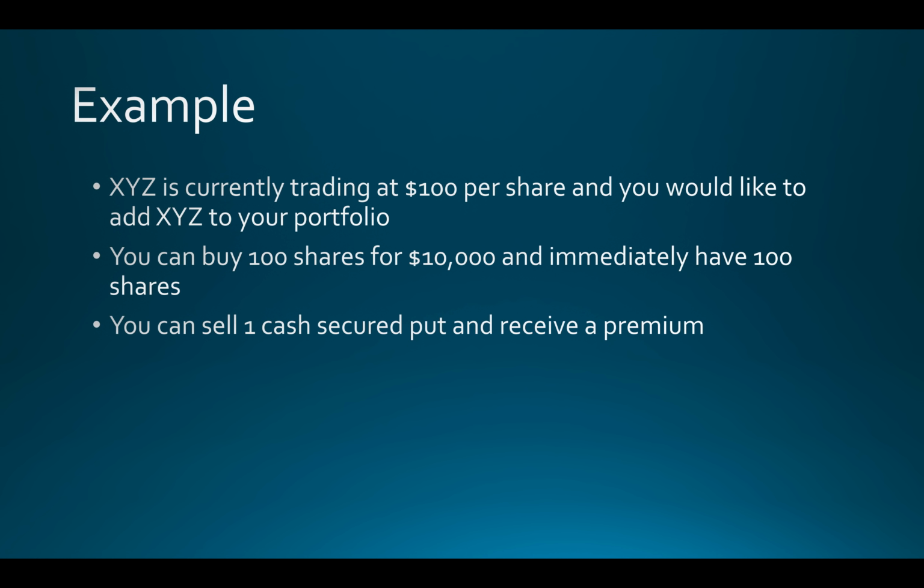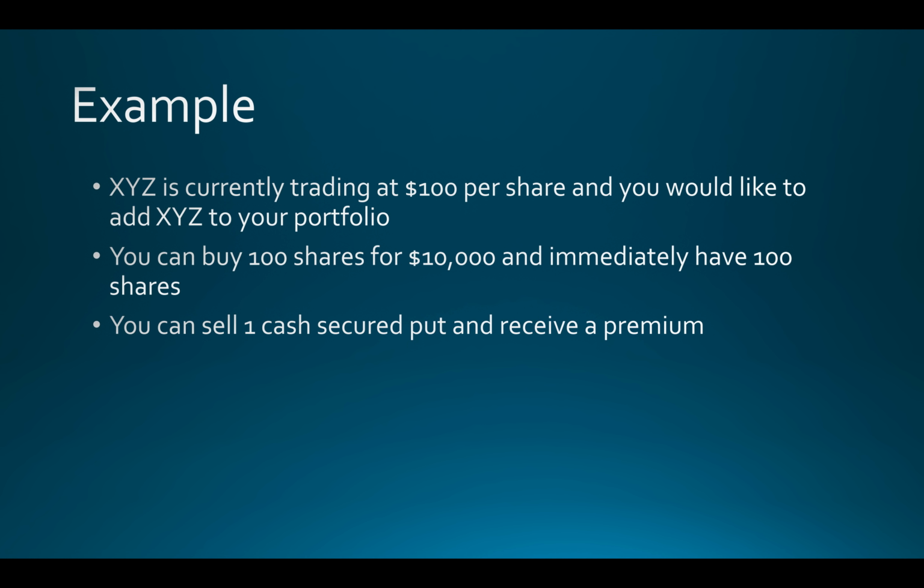Let's suppose XYZ is currently trading at $100 per share, and you would like to add this to your portfolio for some reason. Whether you like the fundamentals, it would add great diversification, or earnings are about to be released, or whatever the case may be, you want to add XYZ, and it's currently at $100 per share. So you can buy 100 shares for $10,000 and immediately have the 100 shares.